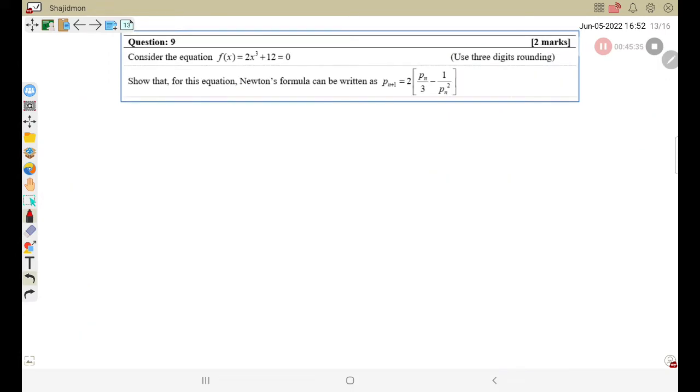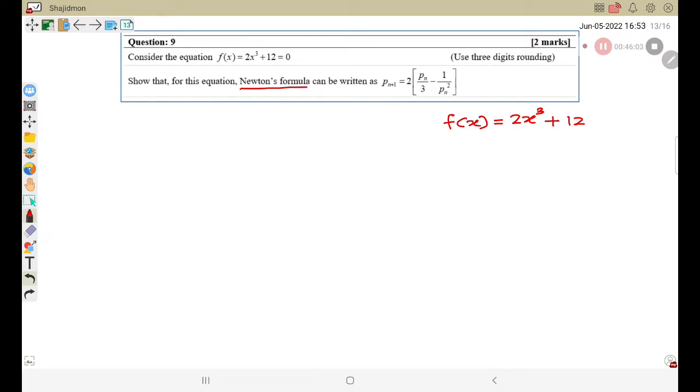Okay, we need to go to the ninth question now. Question number 9. Consider the equation f of x equals 2x power 3 plus 12. Show that using Newton's formula, this equation can be written as Pn plus 1 equals 2 times Pn over 3 minus 1 over Pn square.